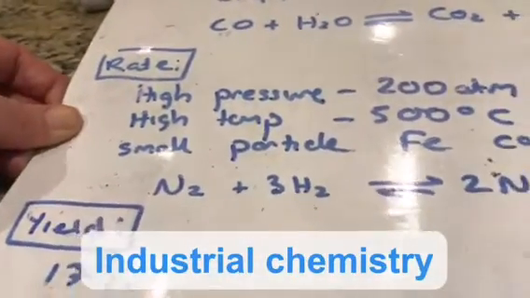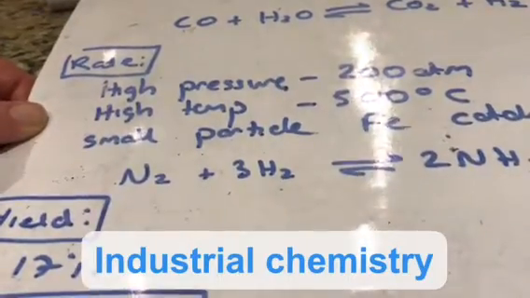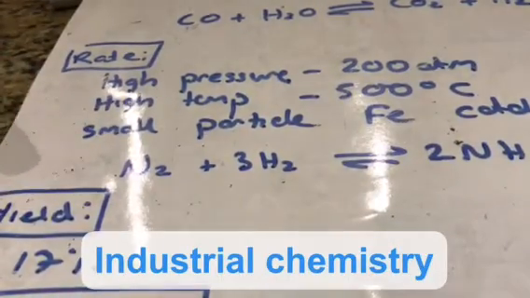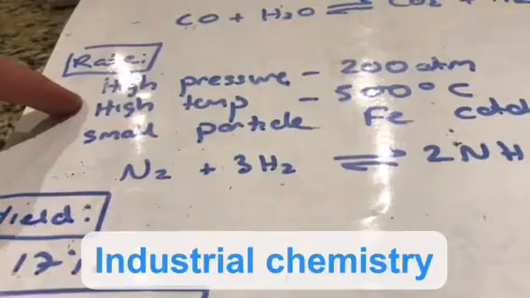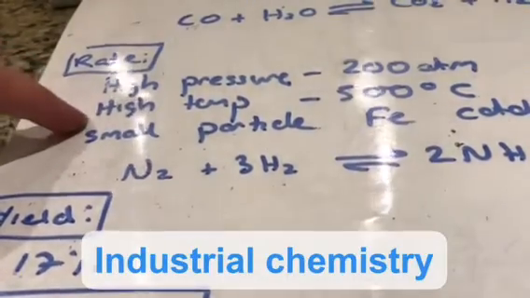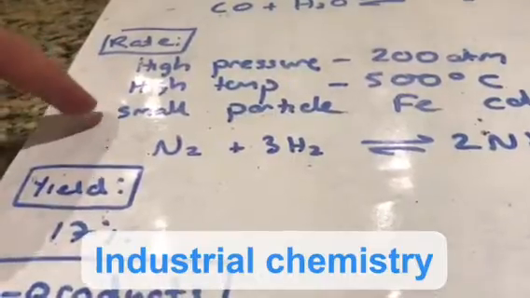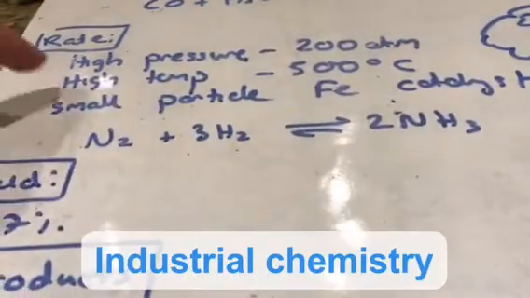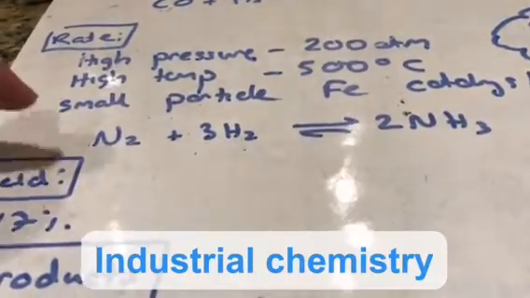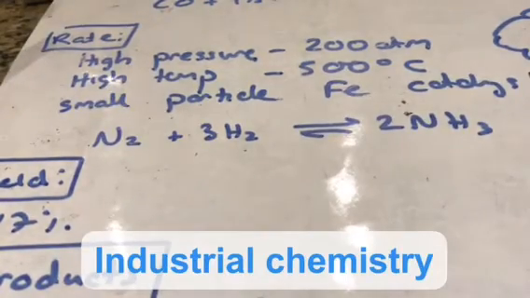Now, in terms of rate, how we keep the rate fairly high to make sure that our product is forming quickly. We use a high pressure, 200 atmospheres. We use a fairly high temperature, 500 degrees Celsius, and we use small particles of iron catalyst. So the small particles means that there's a faster reaction rate there, okay?